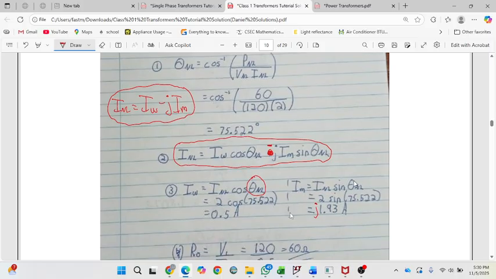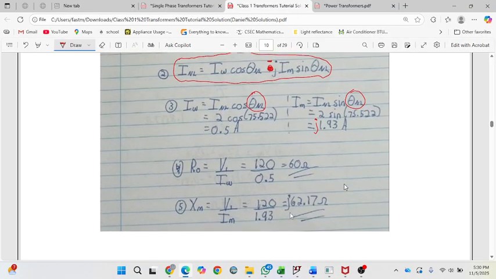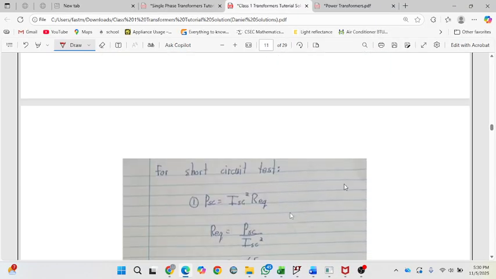But yeah, that's just a run through the stuff. Theta, IW, IM, RO, XM: same steps, they never change.